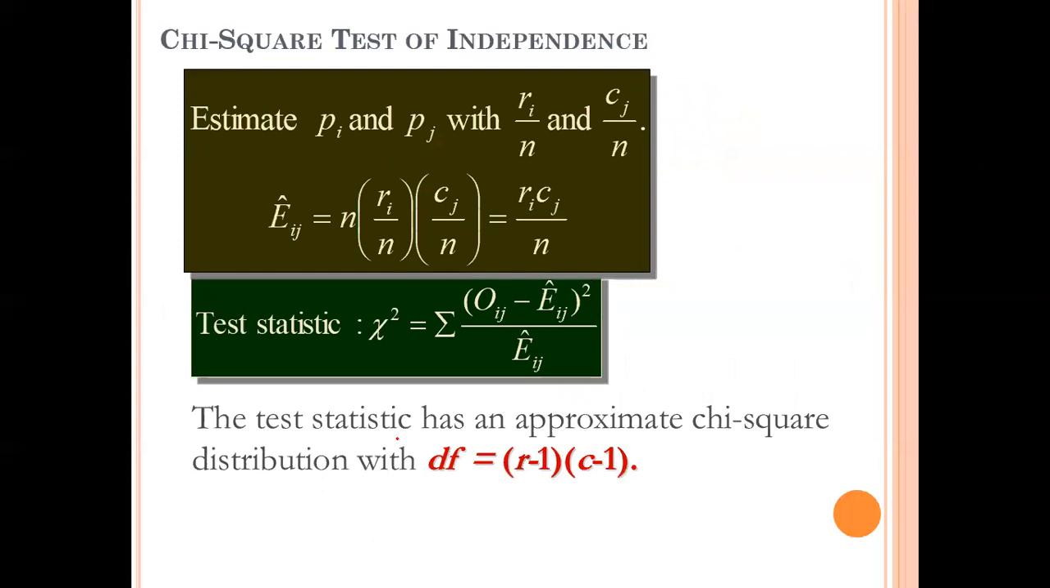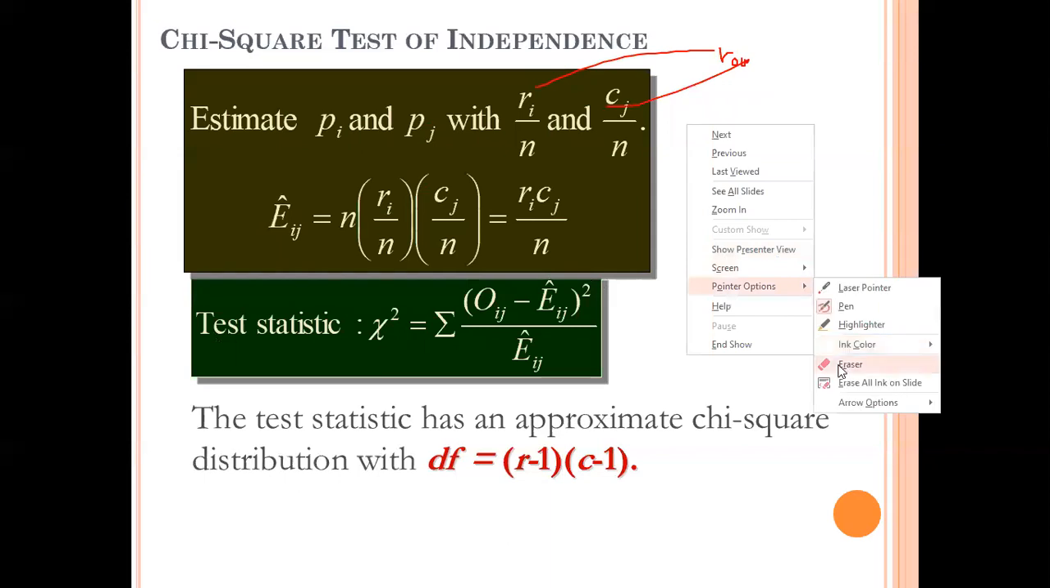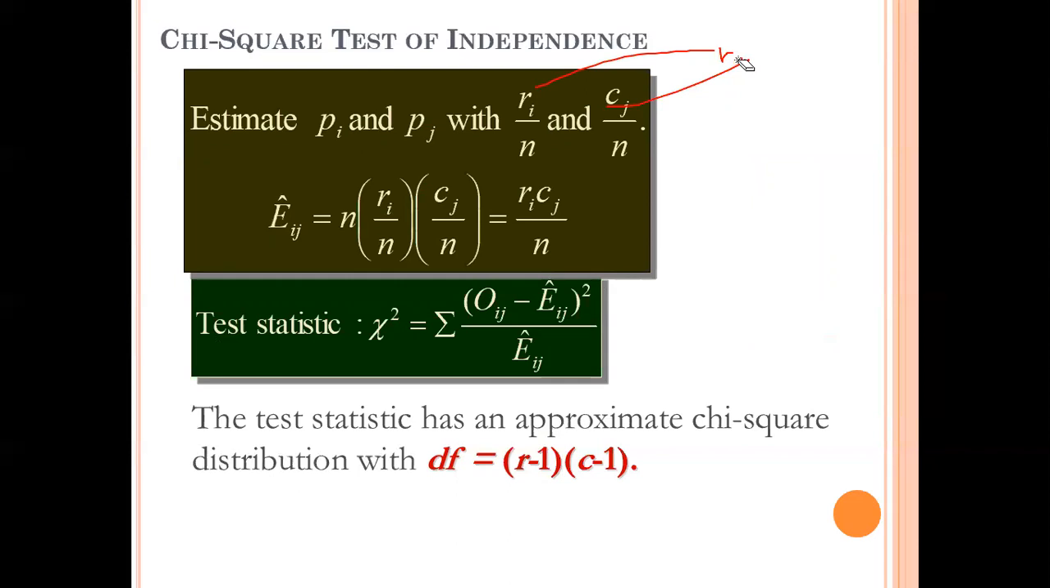Okay, so this is the formula to make the analysis by using the chi-square test of independence. The value of Pi and Pj refers to the total row divided by n, and the total column divided by n. So this one refers to the total row, and this one, C, refers to the total column.